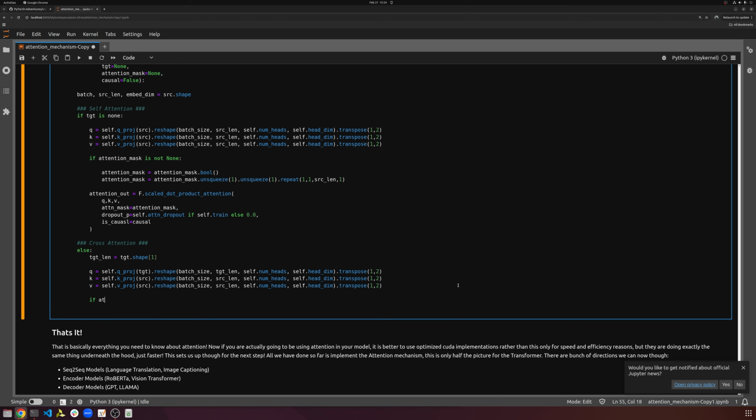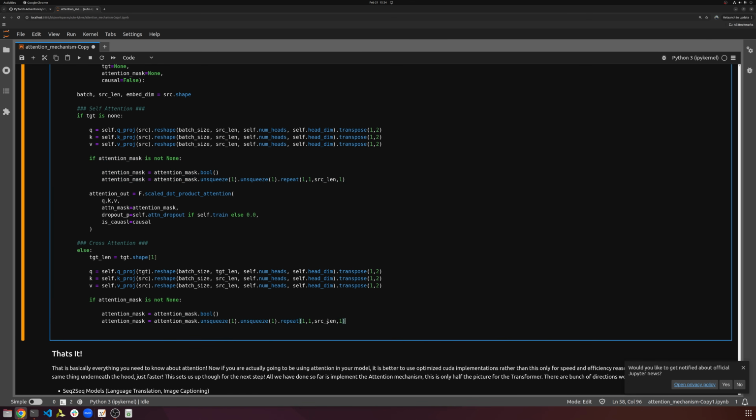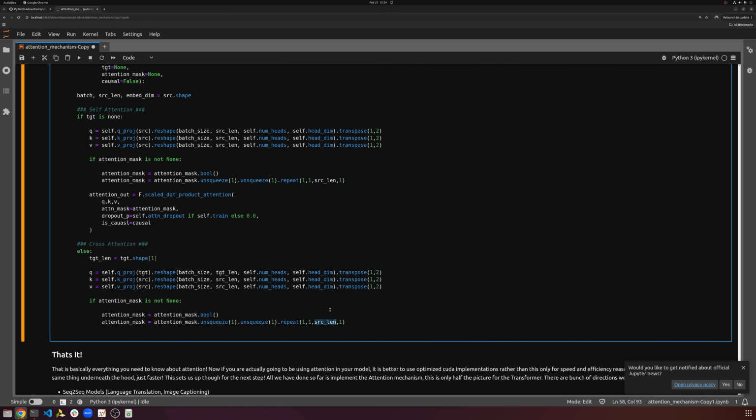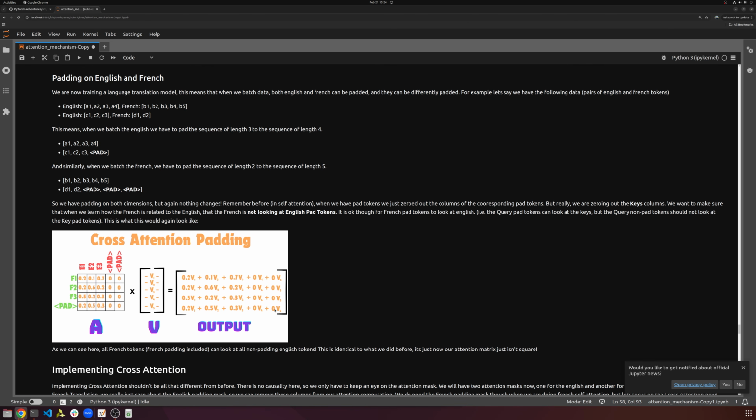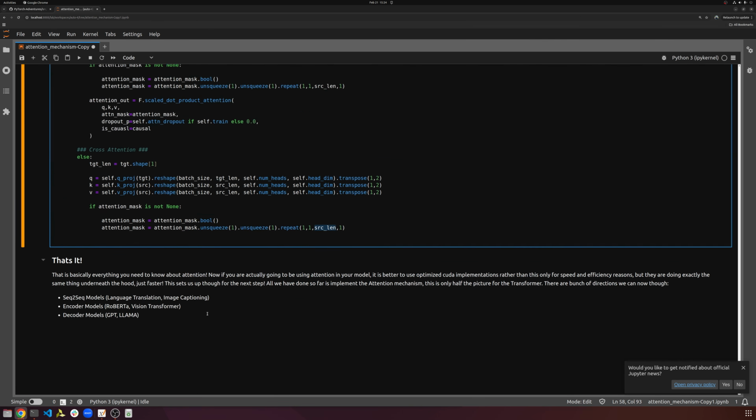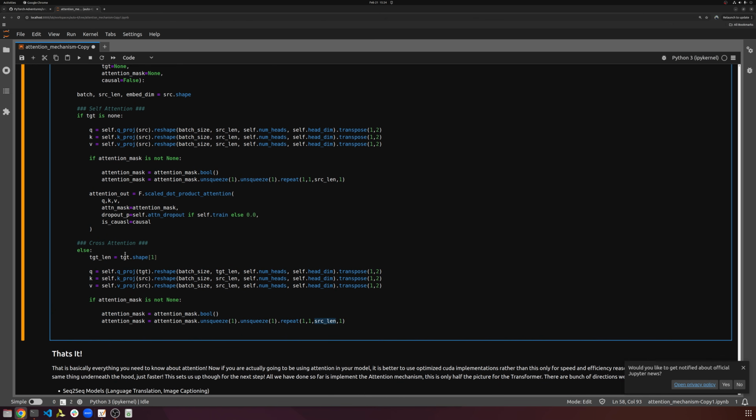And again, if attention mask is not none, all of this stuff is the same. But we won't repeat for source len. Again, if we remind ourselves, we'll repeat the attention mask however many French tokens we have. In our case, French is the target, or the number of rows is our target. So we'll repeat it target len number of times. So this is going to be target len, but everything else is the same.